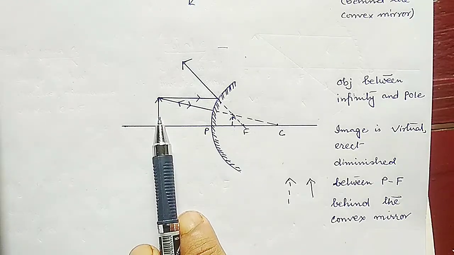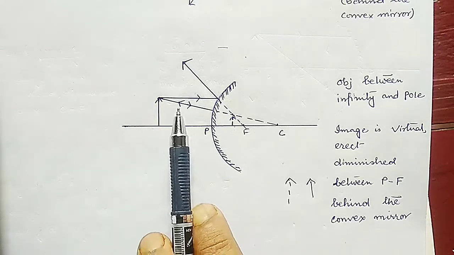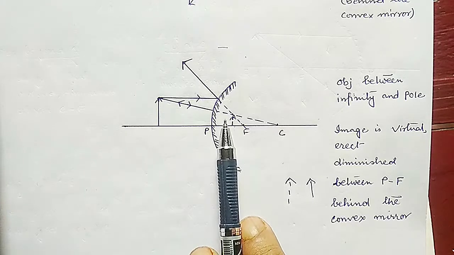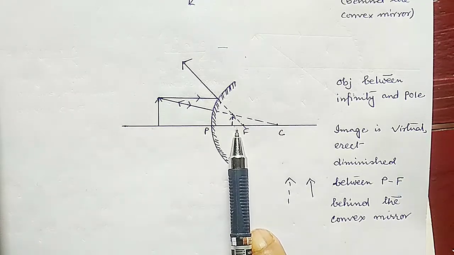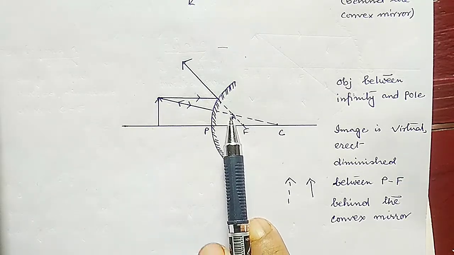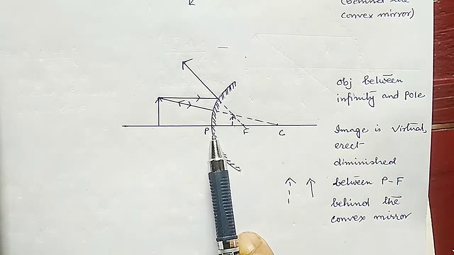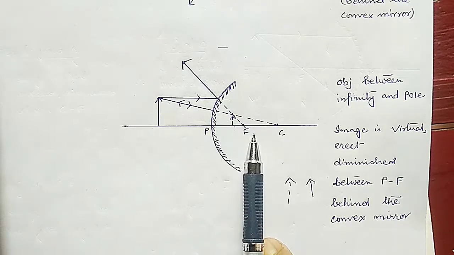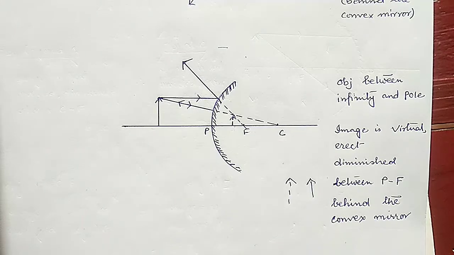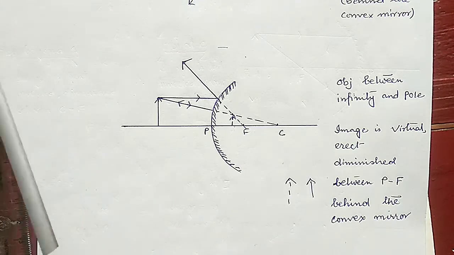So wherever you keep the object between infinity and pole, in all the cases we are going to get a similar image. The image will be virtual, it will be erect, it will be diminished, and it will form between P and F behind the convex mirror. These two cases we have to consider for the formation of image in a convex mirror.